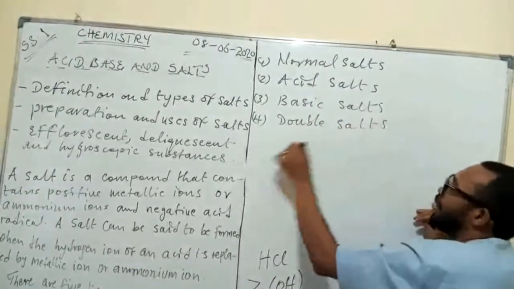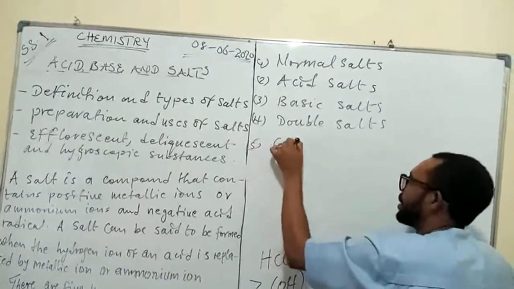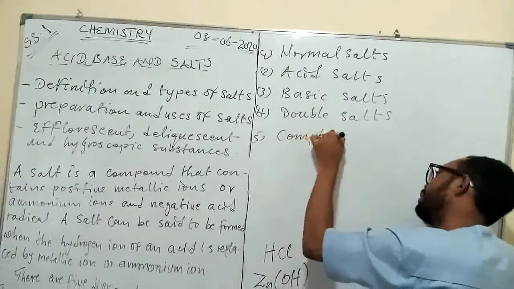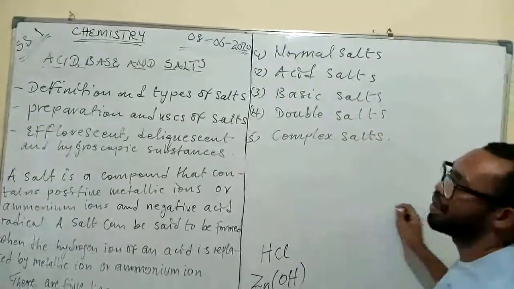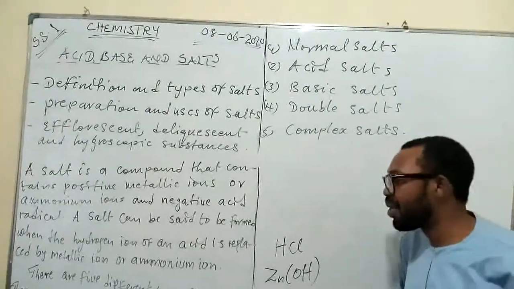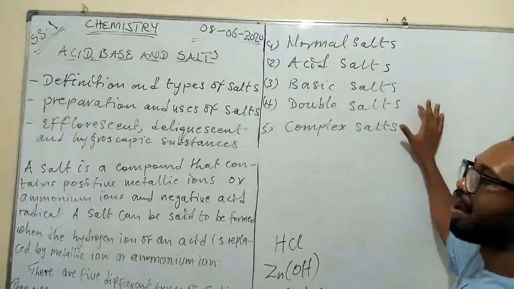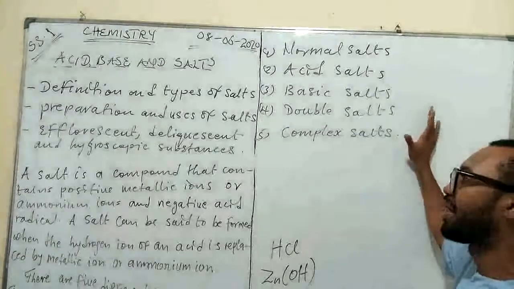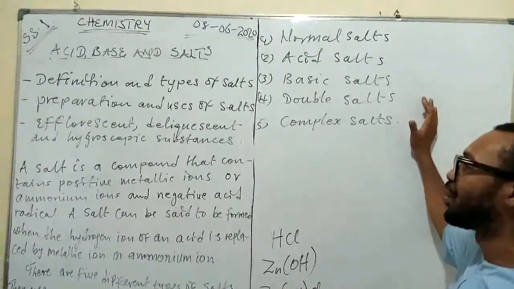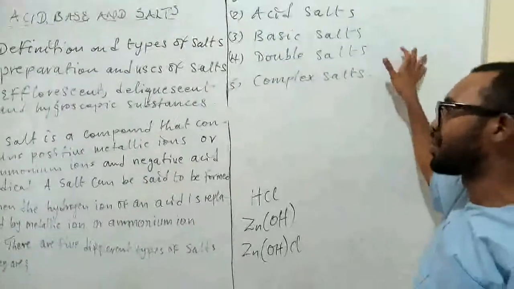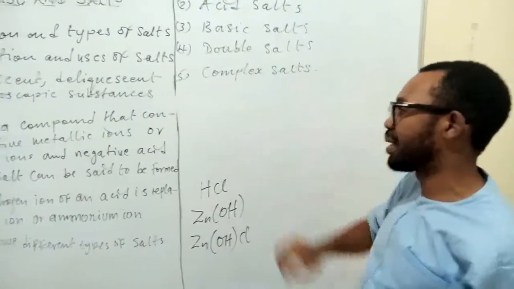Double salts. And then the fifth type of salt is complex salts. These are the 5 different types of salts that we currently have. I didn't tell you that salt can also be classified. Salt indeed can be classified into soluble and insoluble salts.